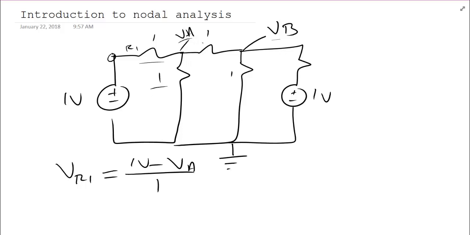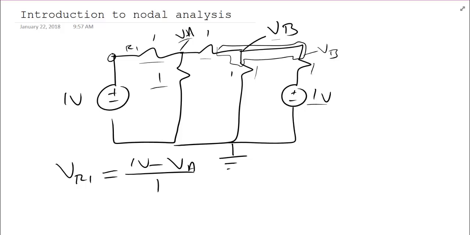Once I know VB and VA, I can again use the exact same procedure to find the voltage across this resistor and this one. If we remember that everything along this node is at the same voltage, then this is also VB. So once I know VB, I know this is 1 volt with respect to the reference, I also will know the voltage across that 1 ohm resistor.